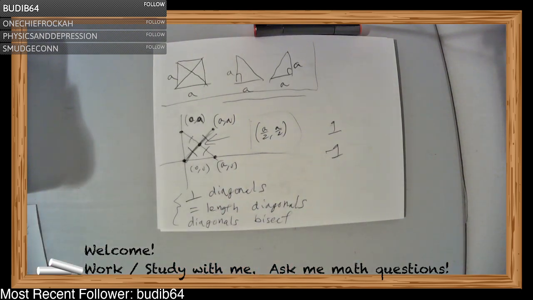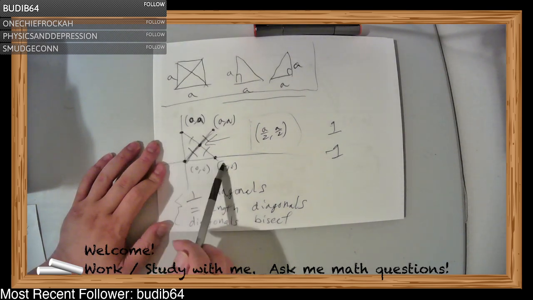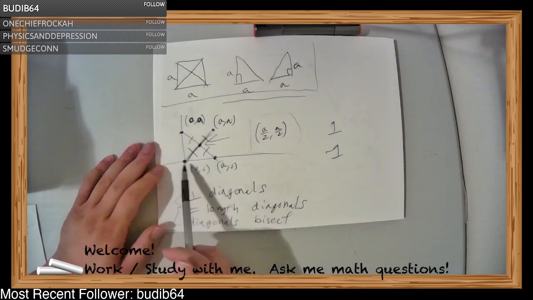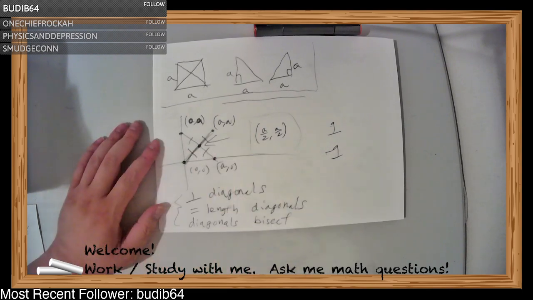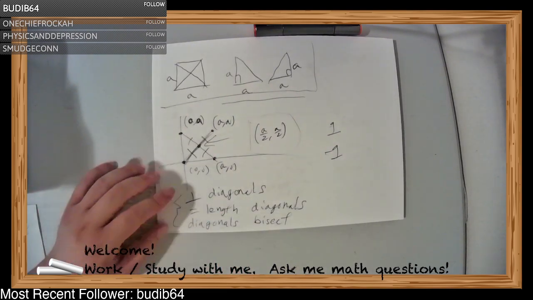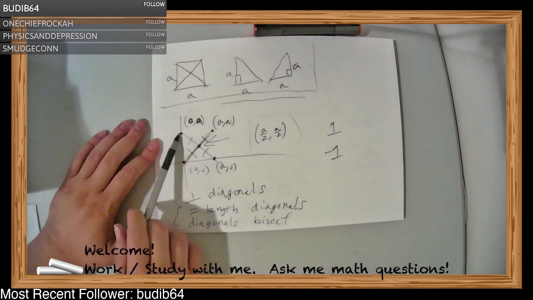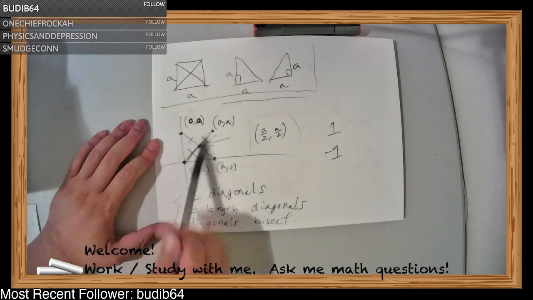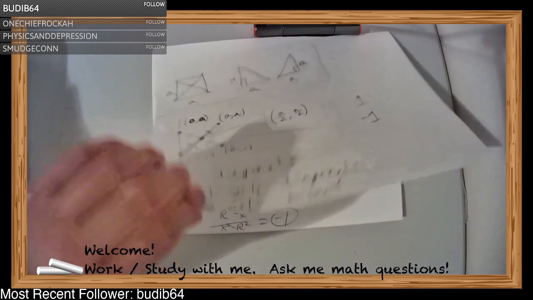The two midpoints happen to be the same, which also means that this is the halfway point between here and here, and it's also the halfway point between here and here, which also means that you can draw a square and draw a circle around it so that the circle contains all the points of the square. We also did perpendicular diagonals, which means that this slope and this slope are negative reciprocals. And there you go. So that's the first thing we did.